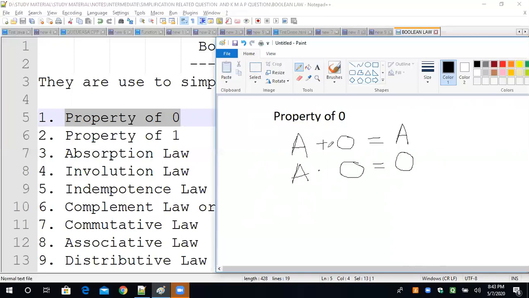So if I am just checking this law, a plus 0, one minute. The maximum values we can take for a: a is a single variable, and a single variable can contain only two values, either 0 or 1. So first I will put the 0. My rule is, a plus 0 is equal to a. All right, so first of all I am putting the value of a as 0.